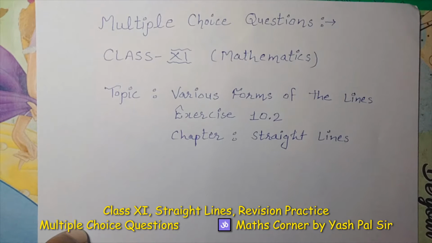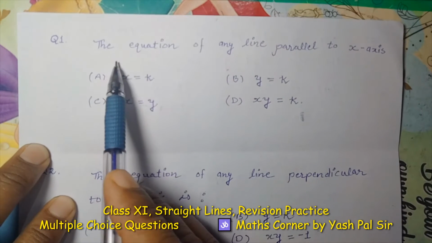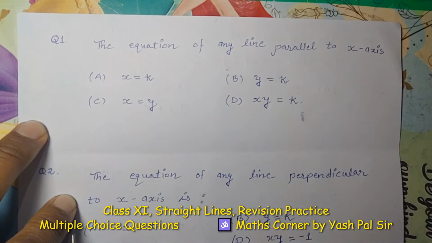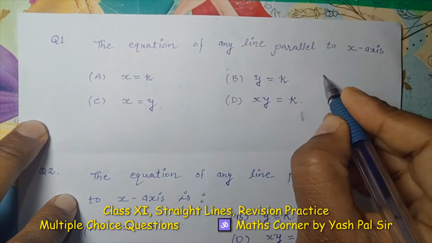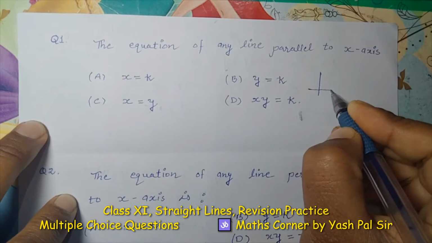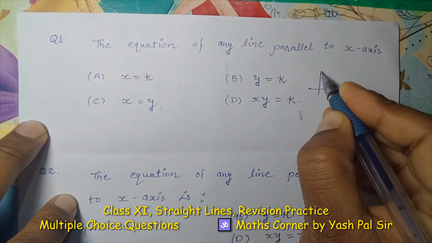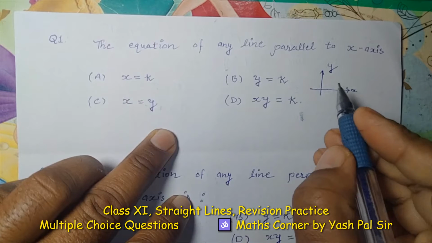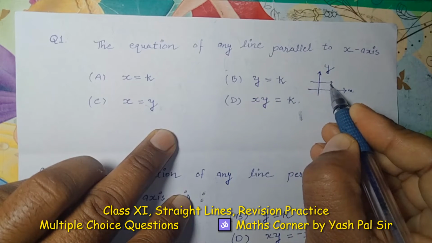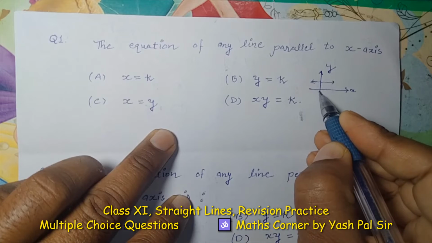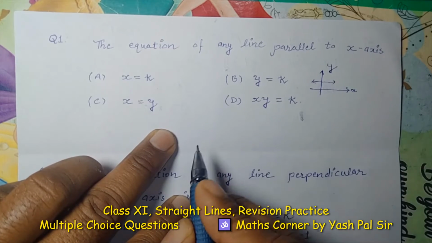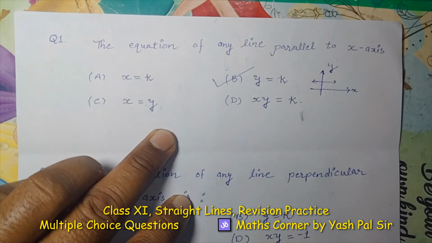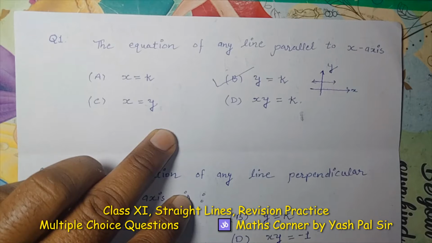The very first question is question number 1. The equation of any line parallel to x-axis. Parallel to x-axis, here we know that if this is x-axis and this is y-axis, right? So parallel to x-axis the line will be like this. Here the height remains same, y is equal to k. So y is equal to k. Option number b is the correct answer to this question.